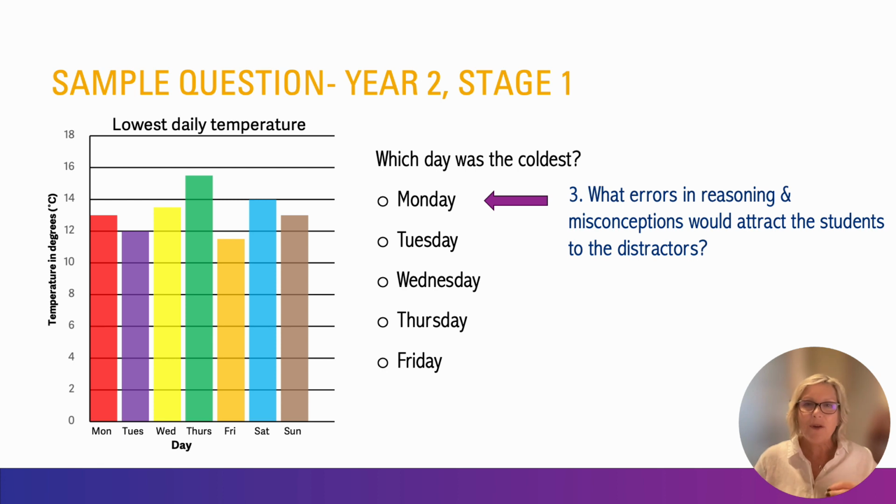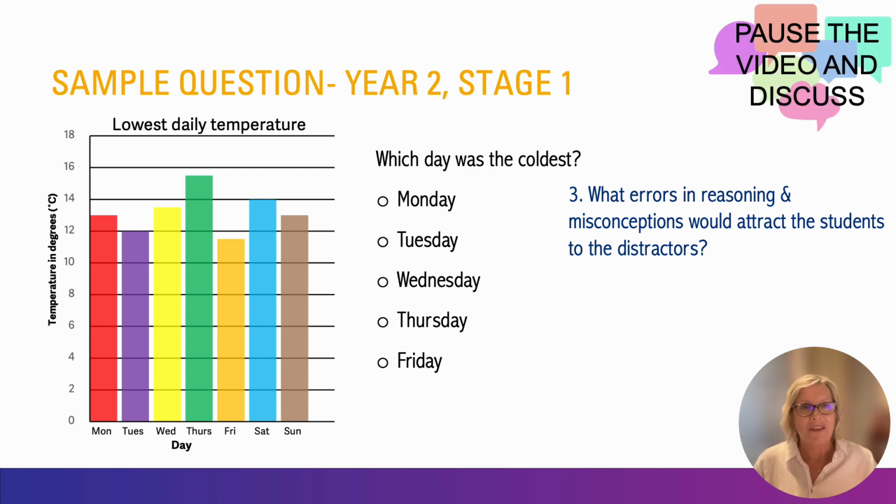Monday. It's a reading or comprehension error. Students may have chosen just the first day listed. Tuesday is a comprehending or transforming error. Students may have chosen a day that is colder than the days nearby in the graph. Wednesday is a comprehending error. They do not understand the task, so they've just guessed. Thursday, a reading or comprehending error, selected the warmest day rather than the coldest. And Friday, of course, is the correct answer. Pause the video and discuss.